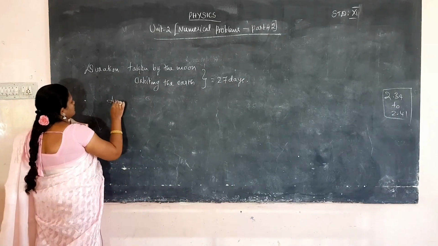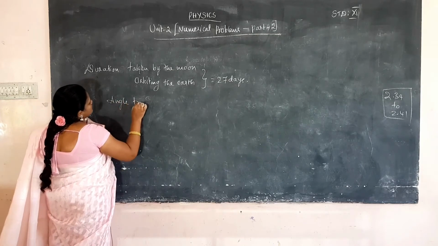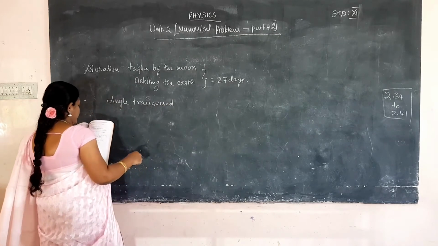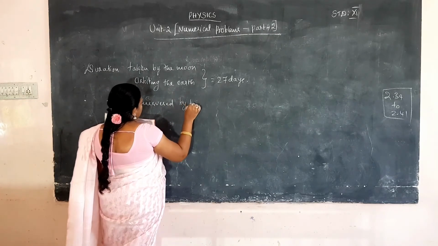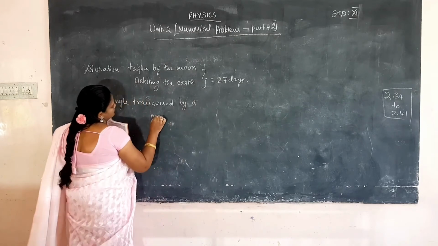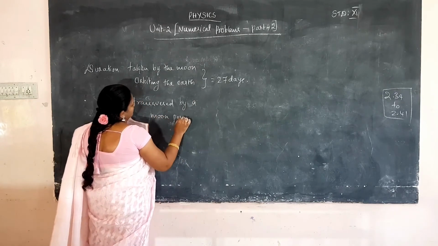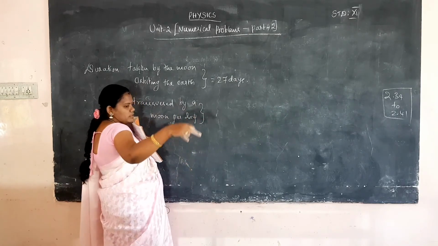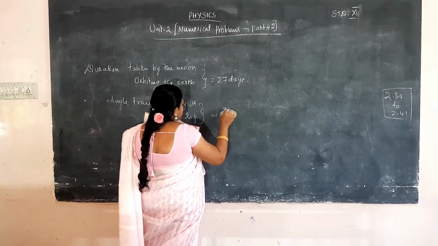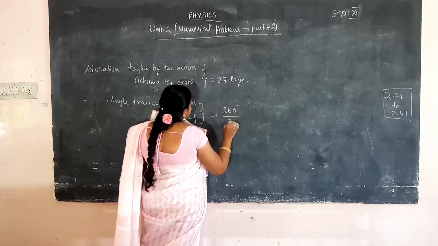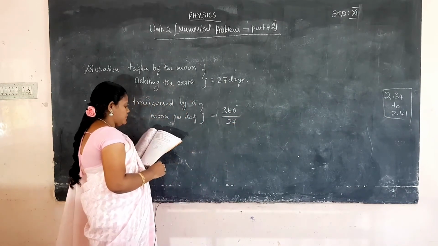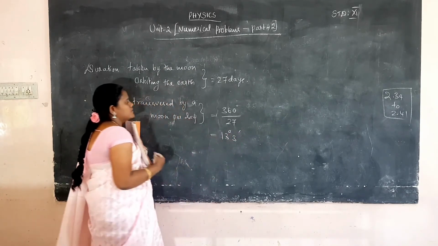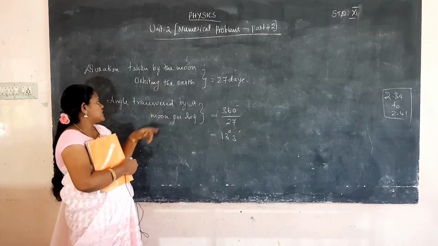Angle transferred by the moon per day. We are asked for one day, per day. So simply, total one full rotation will be called 360. So 360 by 27 is per day. Okay, 360 by 27, that is 13 degree 3 minutes. This is the answer for the angle transferred by the moon per day.